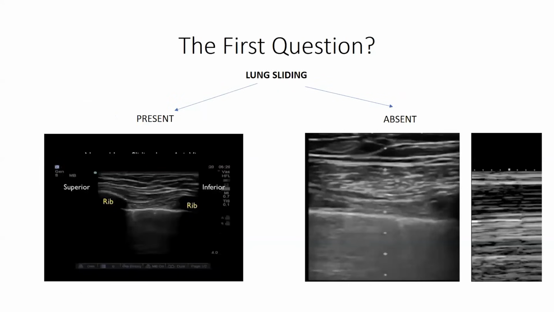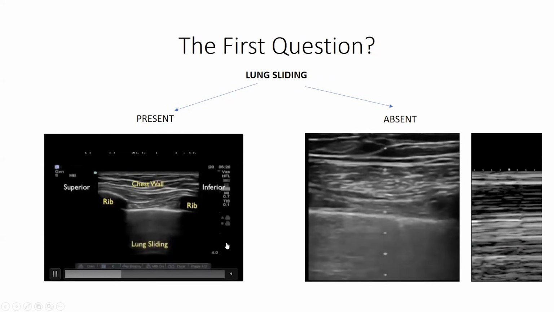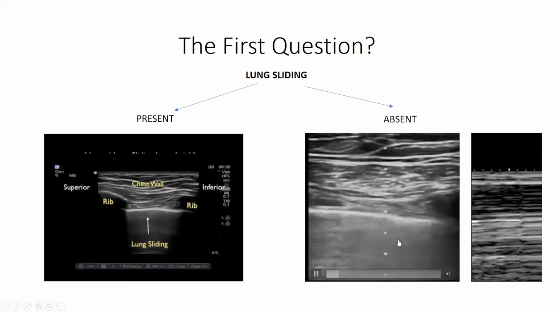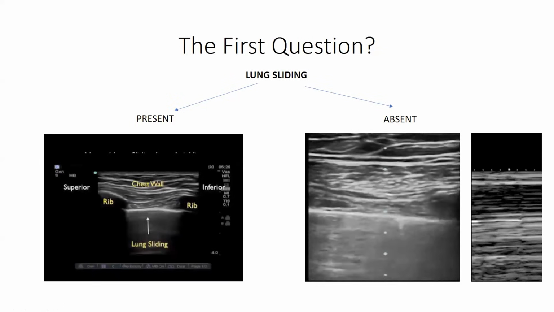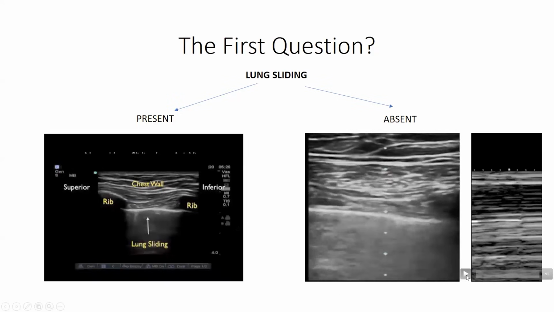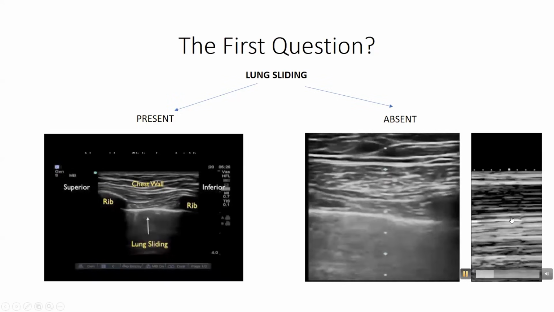So what was the first question in the flowchart? First of all, you have to see whether lung sliding is present or absent. Let's see over here. What do we see? The lung is sliding over the pleura. Lung sliding is present over here, right? What do we see here? The lung is not sliding over the pleura, so your lung sliding is absent. And you can see here on the M mode, it's a complete barcode. We cannot see the seashore sign.